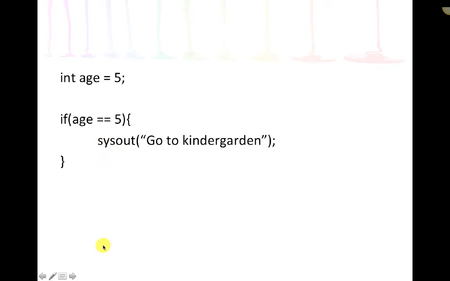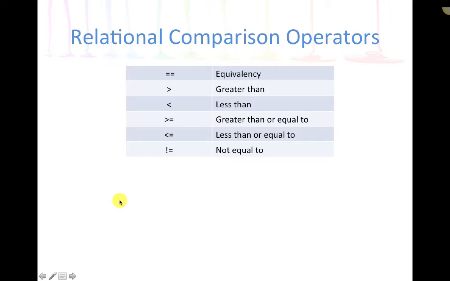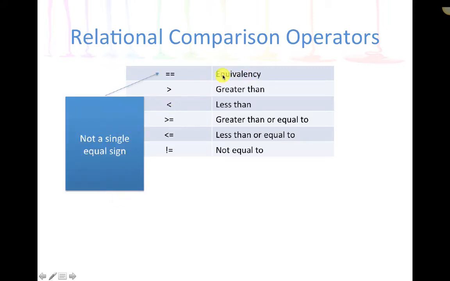We use relational comparison operators in our if statement. One that I want to point out is that to check to see if two items are equal, we use a double equal sign, not a single equal sign. If you'll remember, a single equal sign means that we're setting a value to a variable. So if you use a single one, our if statements will not evaluate correctly. Instead, you'll reassign a value for those variables. So make sure that if you're checking to see if something is equal, you use double equal signs.